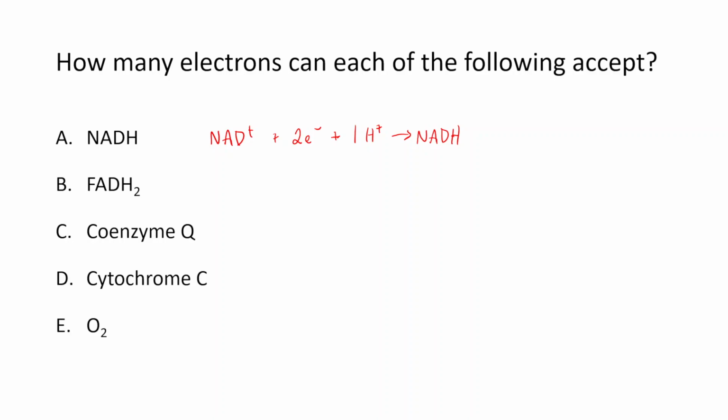All right, how about FADH2? Yeah, so FADH2 can accept 1 or 2. For all the pathways we discussed in this class, how many does it accept? 2. Yeah. So FADH2 starts out as FAD when it's oxidized. It can accept 2 electrons. And how many protons to get to FADH2? Yeah, 2 protons.